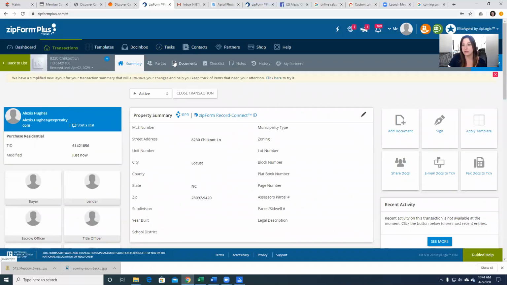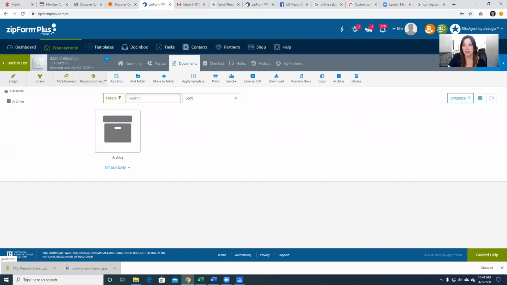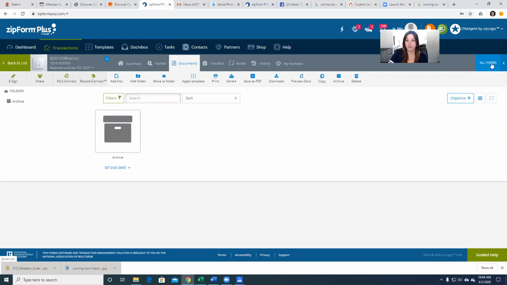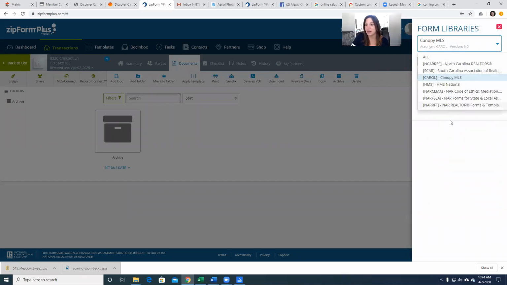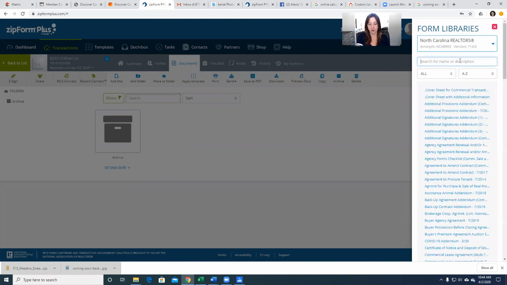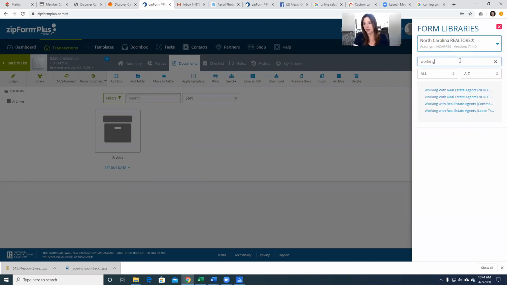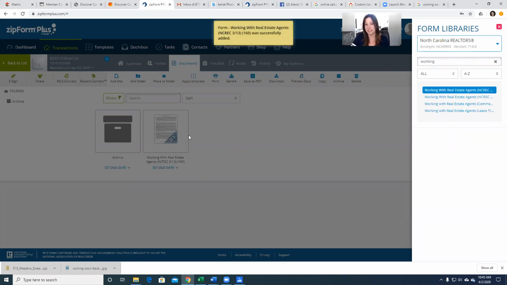I'm going to go into documents. And then right over here is forms. And you can see, let me move my video, that you have different forms depending on where you're at. North Carolina Realtors. So the first thing we're going to need is working with real estate agents. So I'm going to click, it drops it down in, and then we're also going to need a buyer agency agreement.